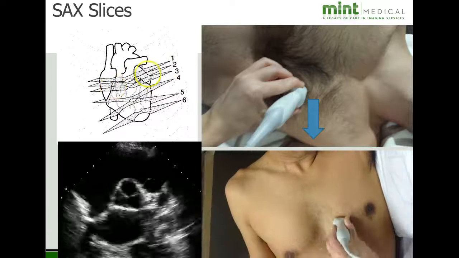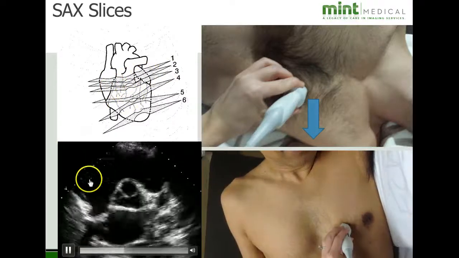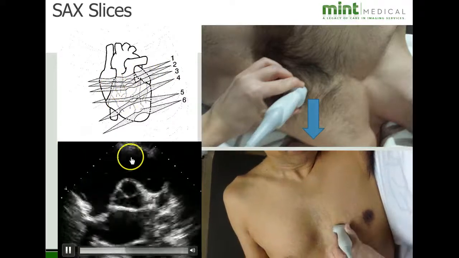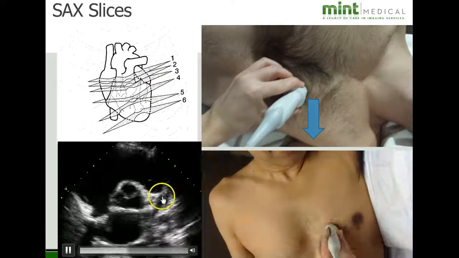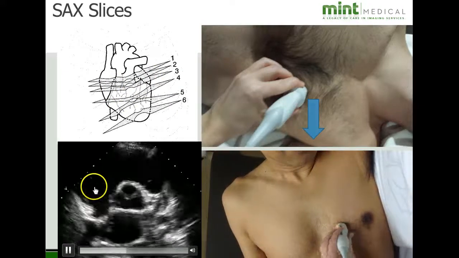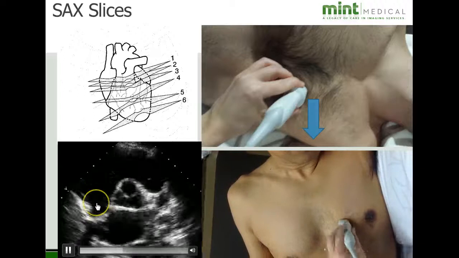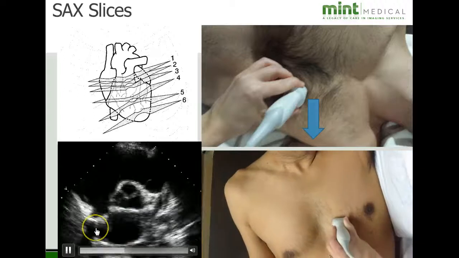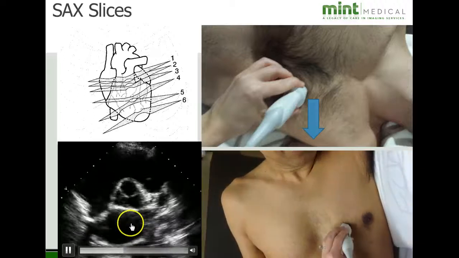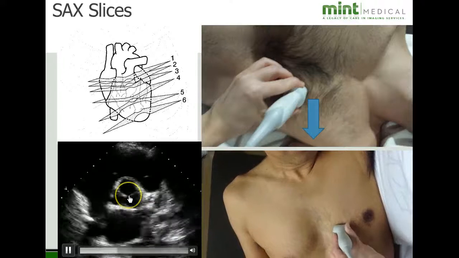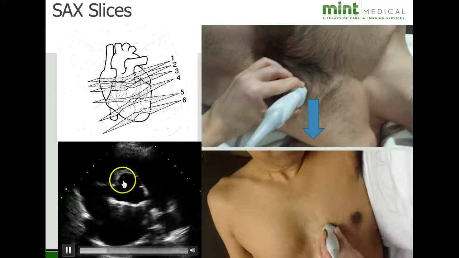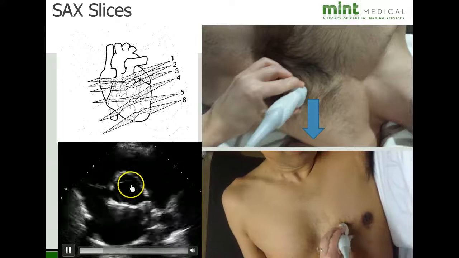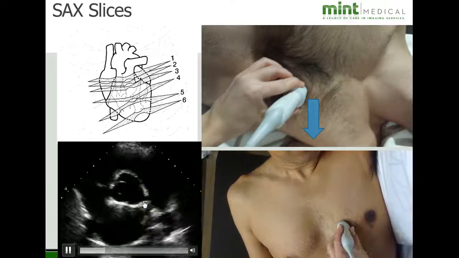And in the aortic valve level, you will see the right ventricular outflow tract, pulmonic valve, main pulmonary artery, tricuspid valve, right atrium, interatrial septum, left atrium, aortic valve in the center, non-coronary cusp, right coronary cusp, left coronary cusp.